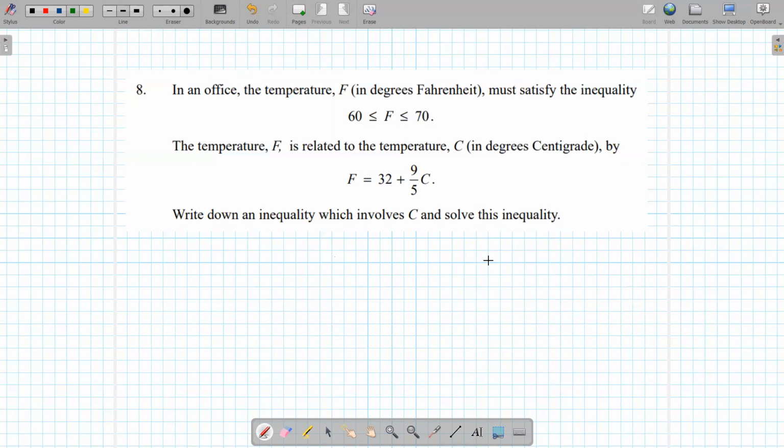Okay, interesting talk about temperature. Anyways, how do we do this question? We have an inequality given in terms of Fahrenheit, and we want one in terms of Celsius. It's basically the thing that we've been doing all day.